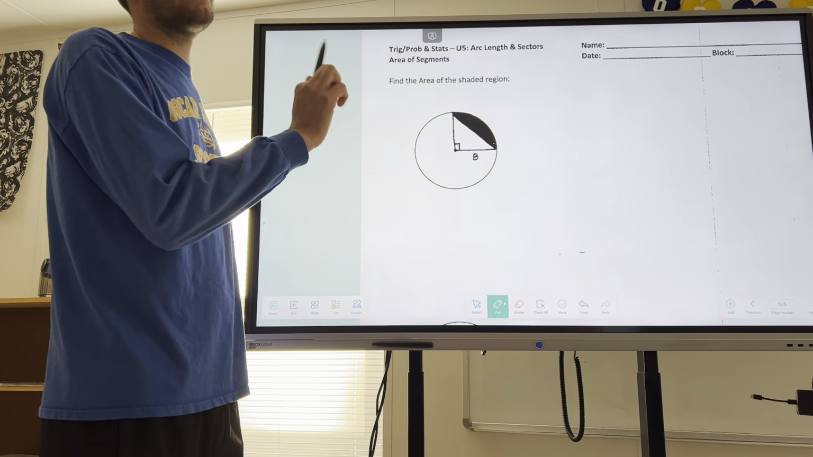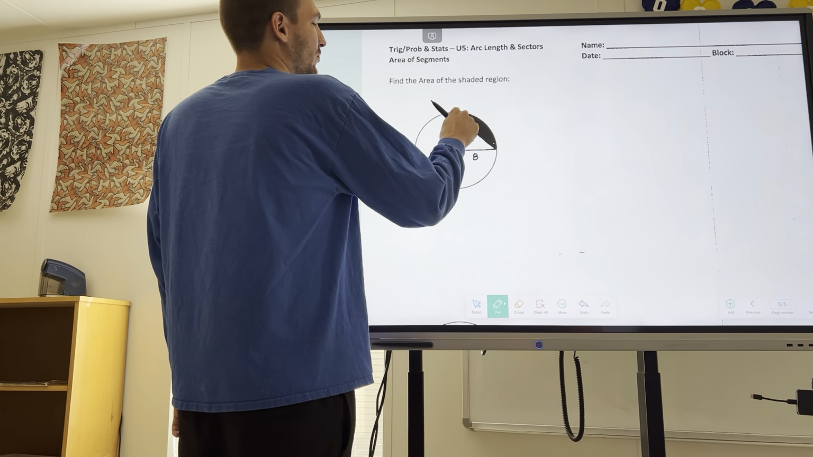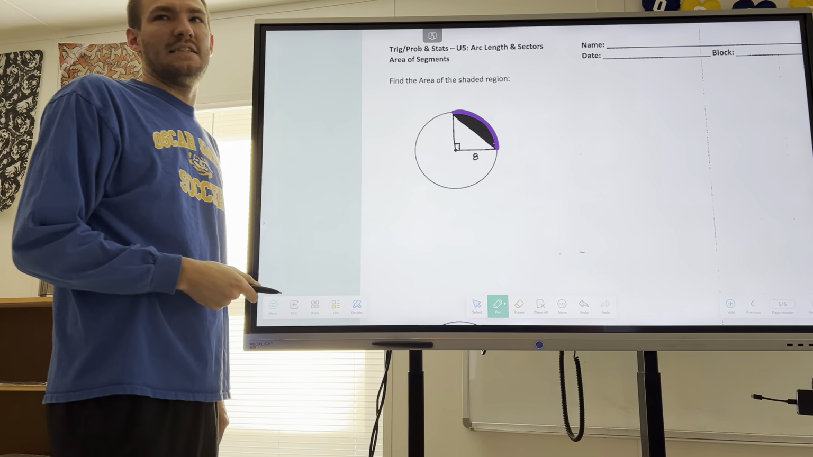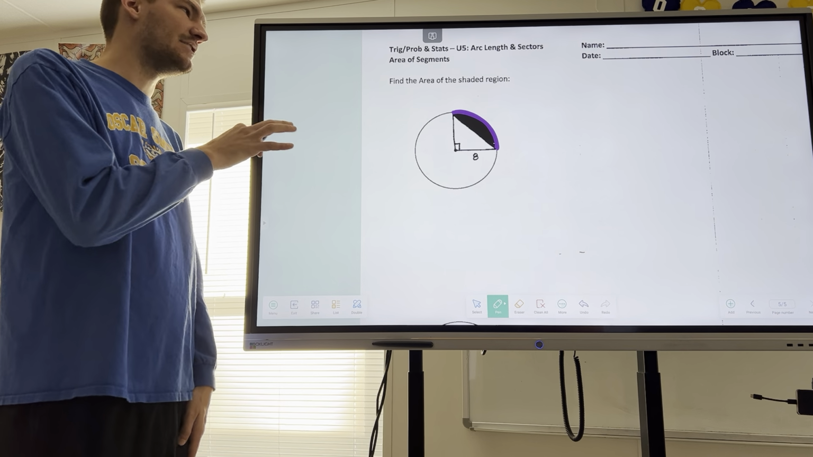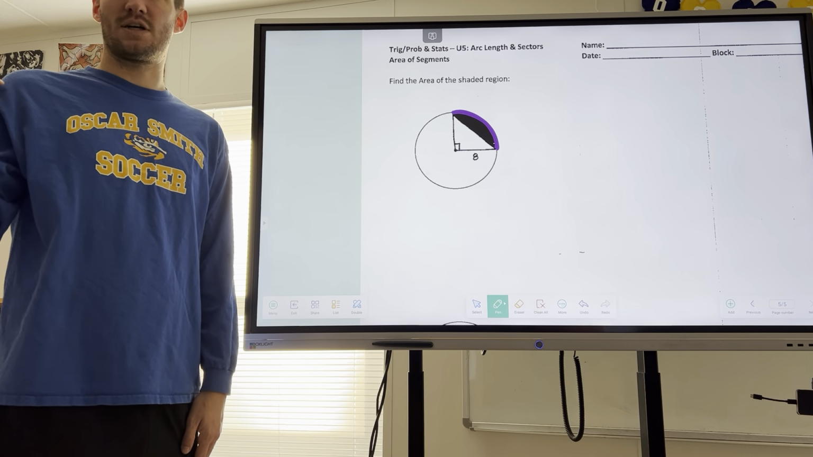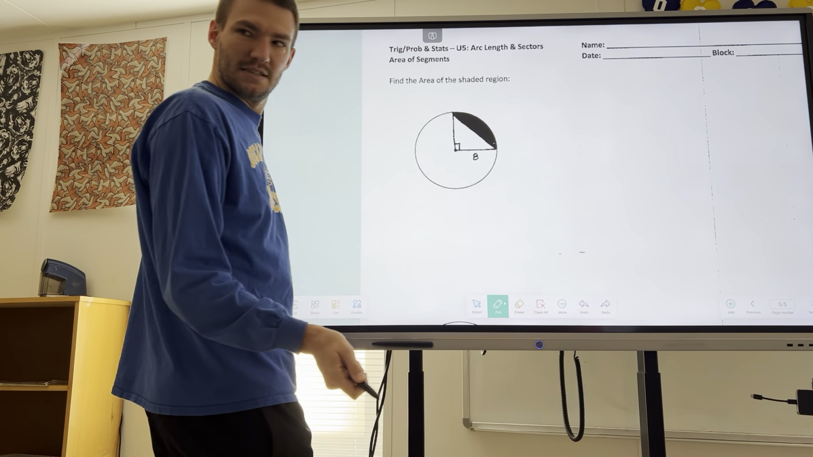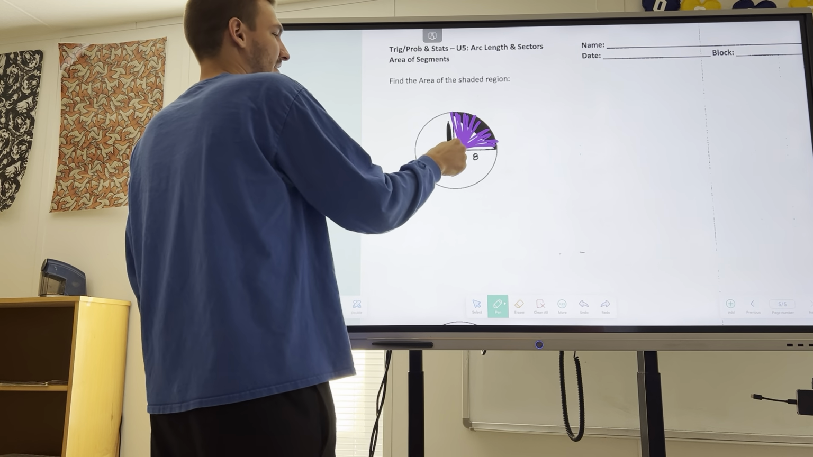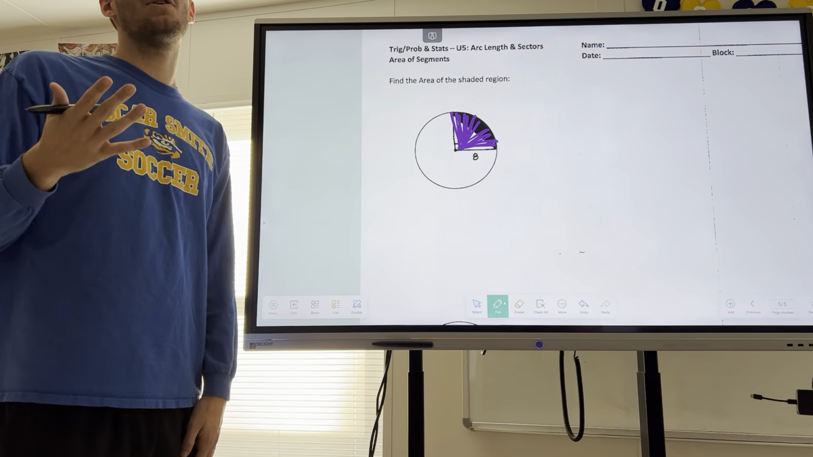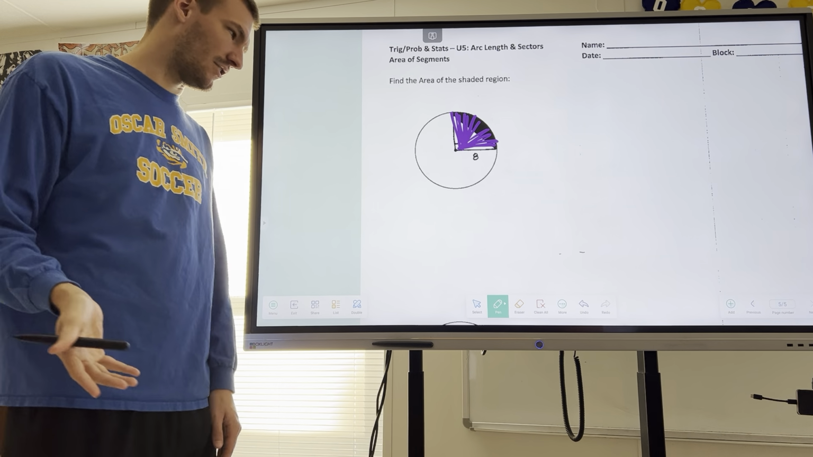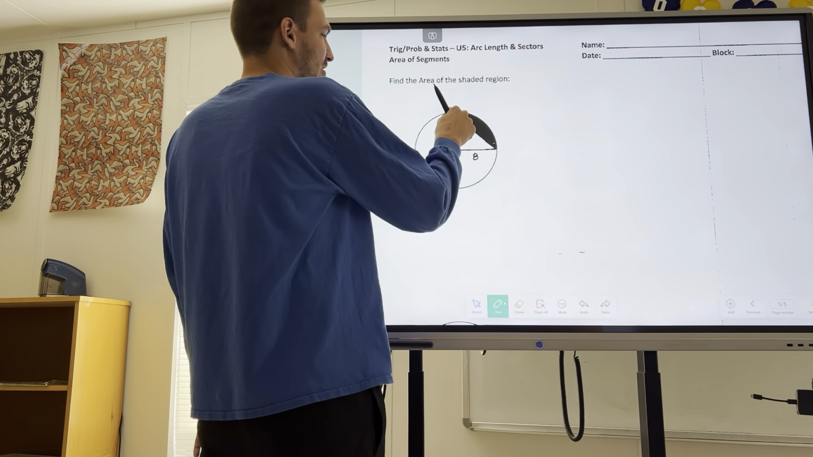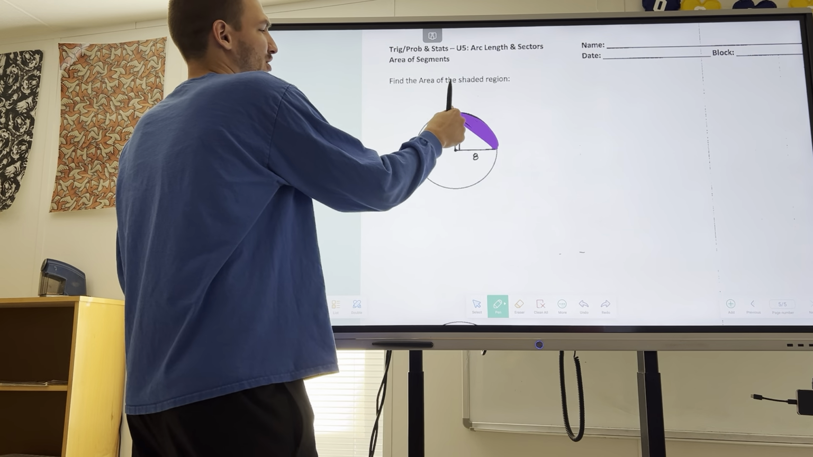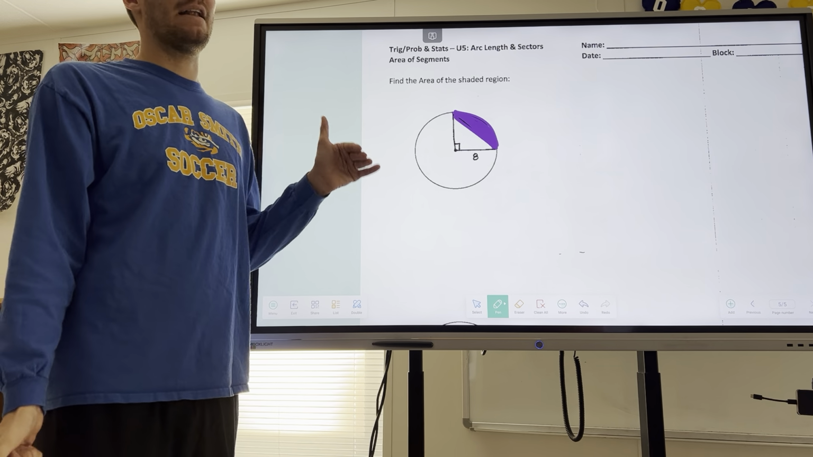Now, does this area of the shaded region include only the crust of the pizza? Not really. This is not just the crust. We're not talking about our arc length here. Does this area include the entire pizza slice? No. Also no, so we're not talking about using just the area of a sector. How could we talk about just this shaded region? How could we chop some stuff up to figure out what that region is?